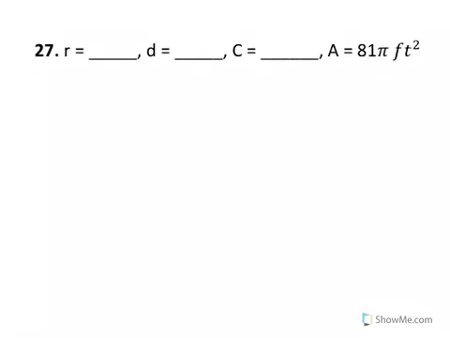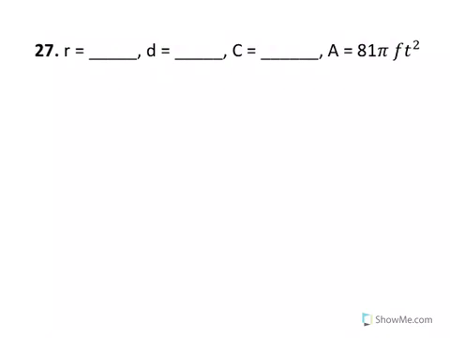Given that the area is 81 pi feet squared, solve for the radius, the diameter, and the circumference. So all of these measurements have something in common, and it is the radius. So we want to look at each of their individual formulas.